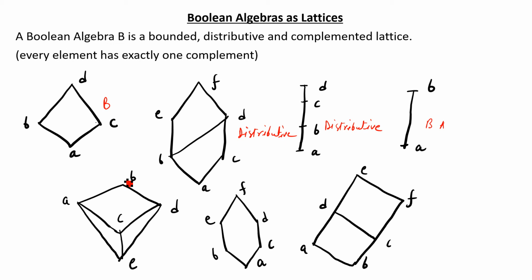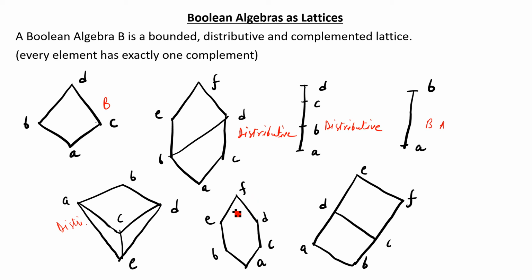Then we have A, B, C, D, E. Then B and E are complements of each other. Then let's check for pair AD. So A join D is B, but A meet D is C. Then let's check for pair AC. Then A join C is A. Then A meet C is C. So this pair is also not a complement of each other. So that's why it is a distributive lattice, because A, C and D do not have any complement.